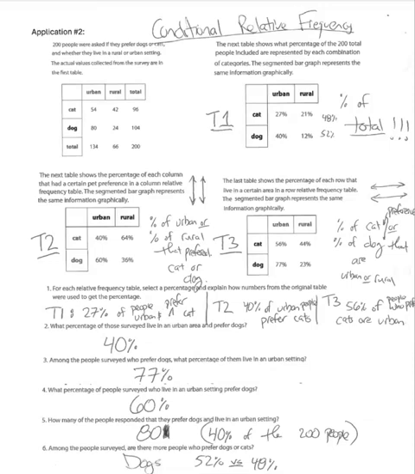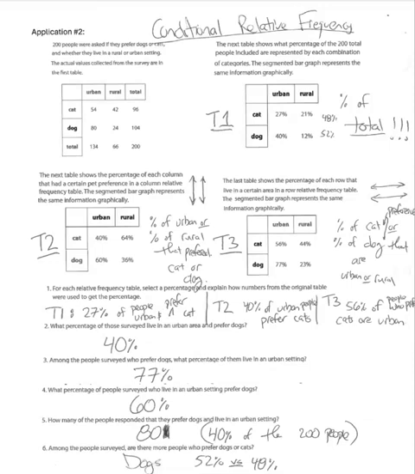Now the next one is talking about the columns. So this one is saying out of the urban people, what percent like cats and what percent like dogs? Out of the rural, what percent like cats and what percent like dogs? So the way we got that was the 54 divided by 134 and the 80 divided by 134, because the total is now just the people who live in the urban areas, or the other ones would be divided by 66, because those are the total people that live in the rural.